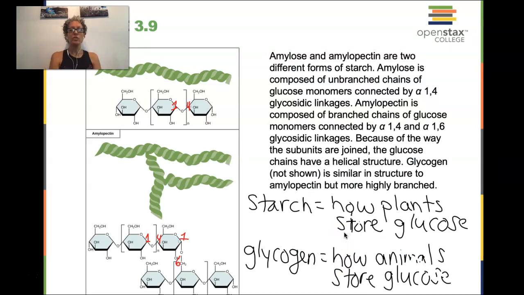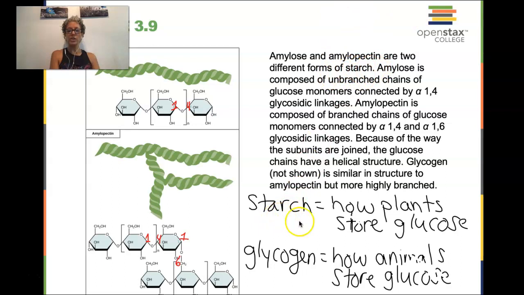Here we see two different polymers that are forms of starch. The top one is amylose, so the OSE tells us that it's a carbohydrate. The bottom one is named amylopectin. Nothing about the name really tells you what it is. These are both, however, forms of starch.